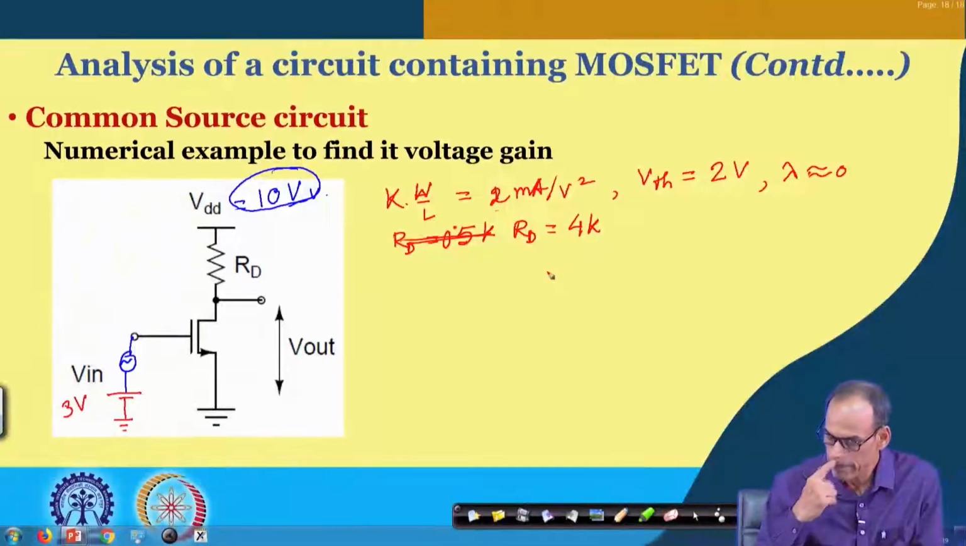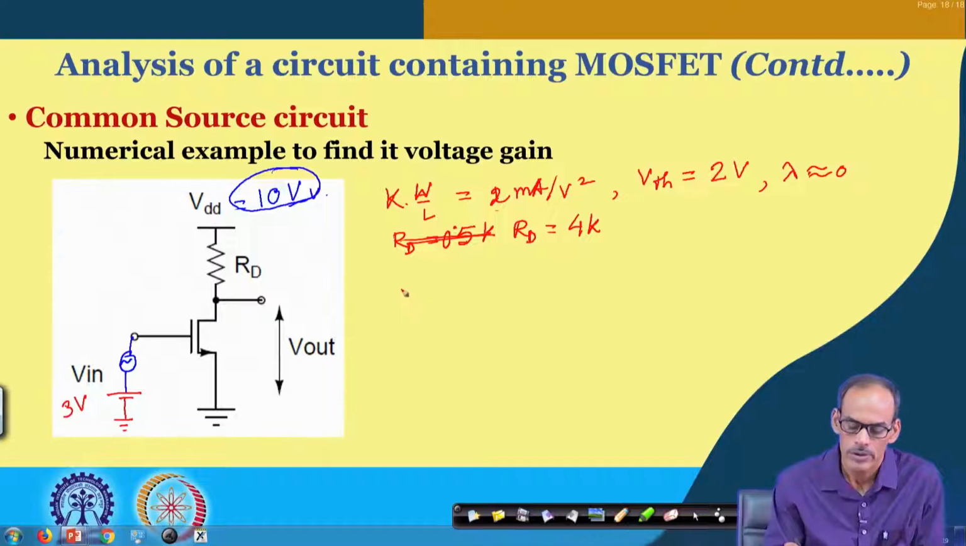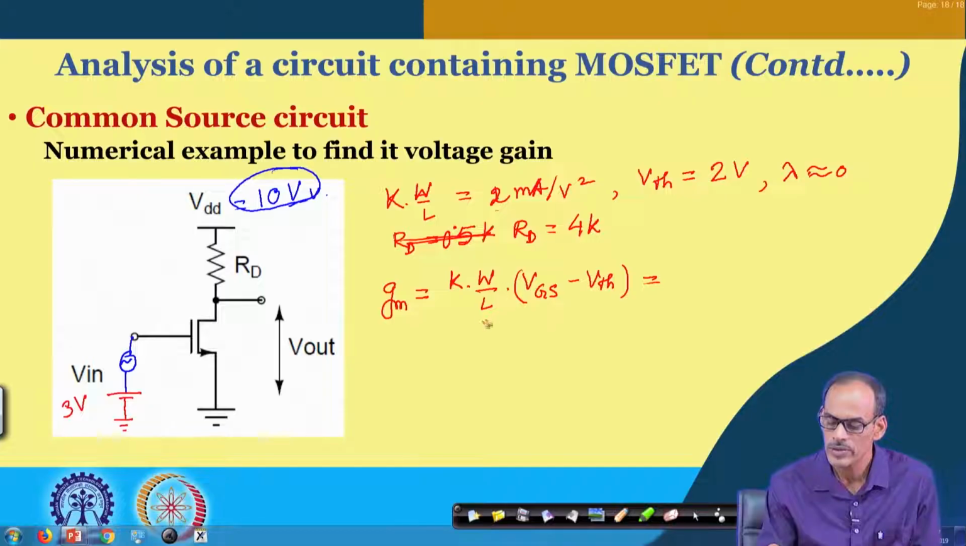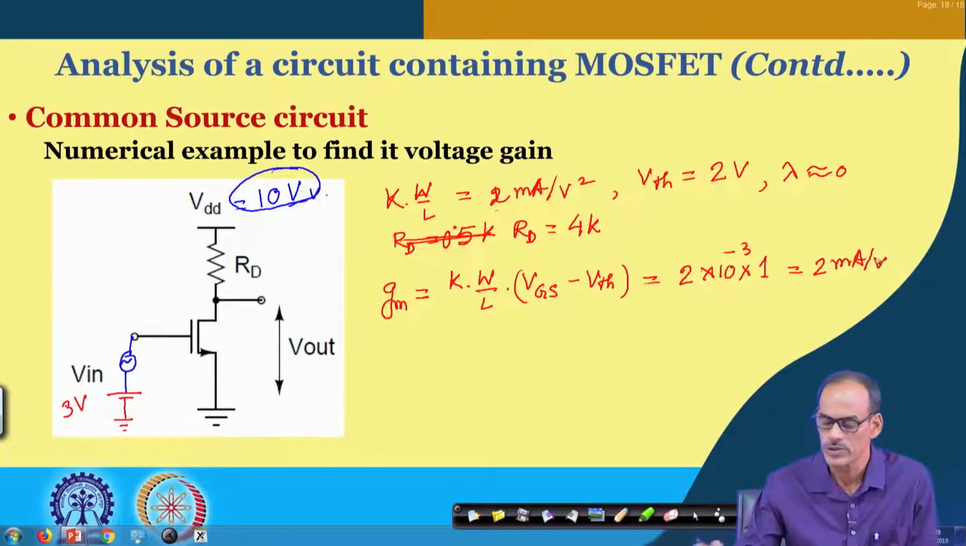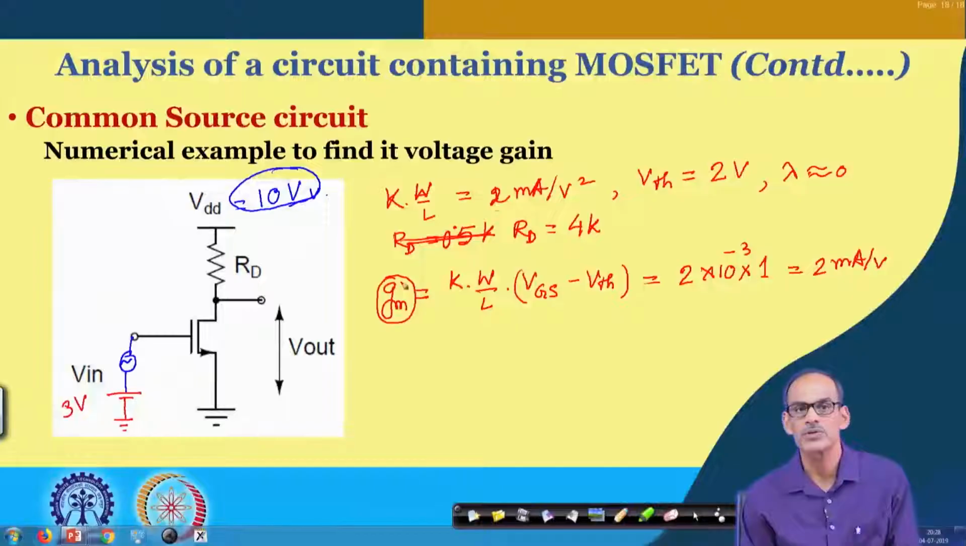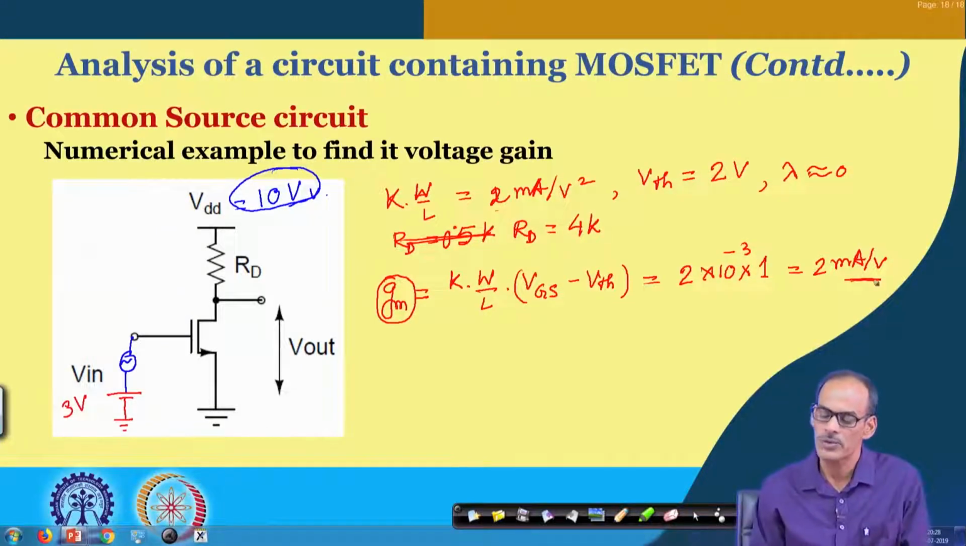So, anyway, with this we need to find what will be the corresponding GM. GM is K into W by L into VGS minus VTH. So, what is the value here? We do have 2 milli, 10 to the power minus 3, and here we do have 3 minus 2, that is 1. So, that is 2 milliampere per volt. This is basically change in current with respect to change in voltage, so that is why its unit is ampere per volt.